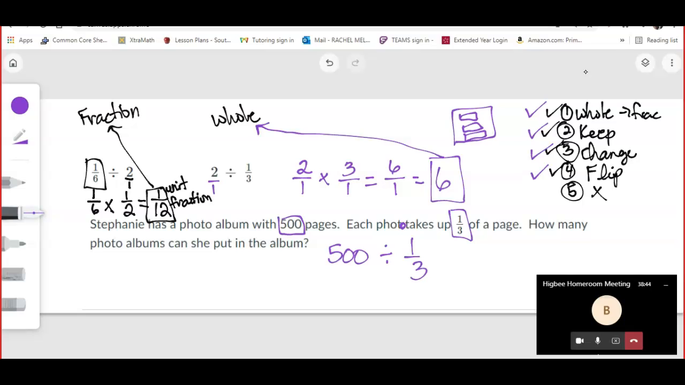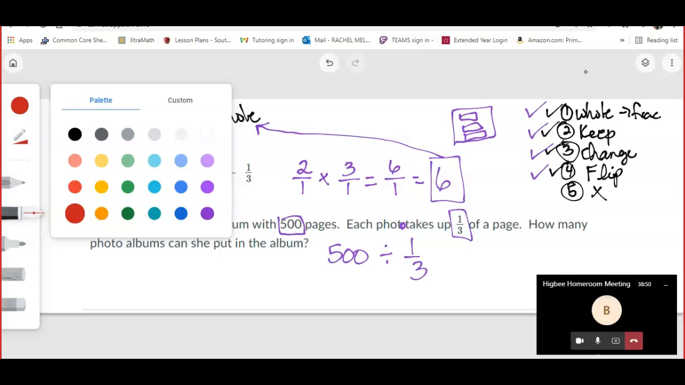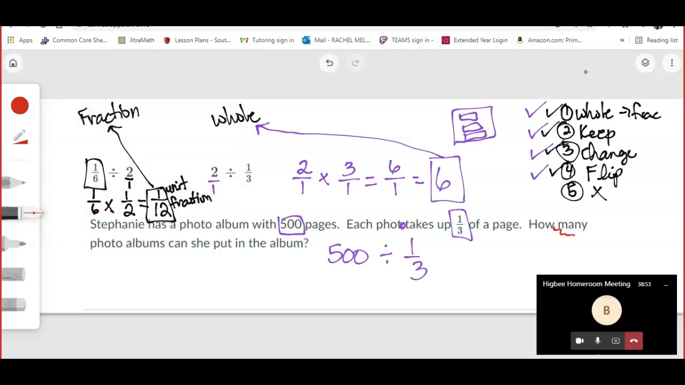Now, the process does not change because now I have bigger numbers. The process is exactly the same. So when you get to your practice stuff today, I don't want you to think, oh my gosh, I can't do this because now I have bigger numbers. You can do it. Just follow the steps.